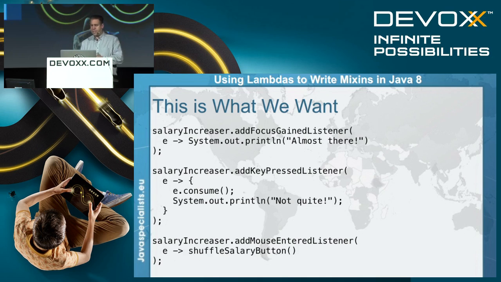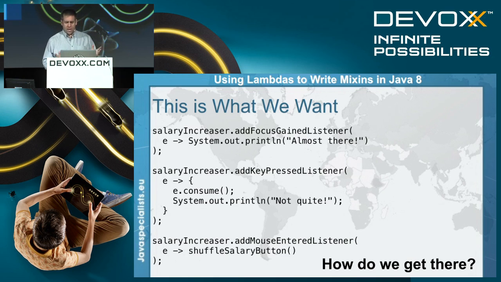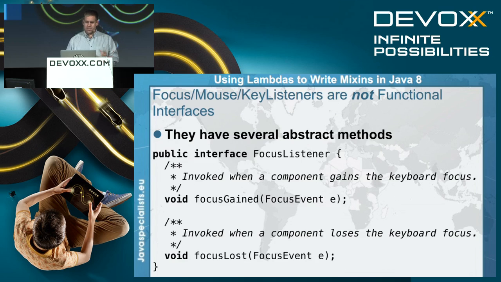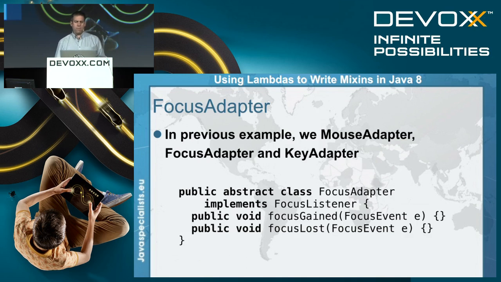So if, for example, you say key pressed, I consume the event and I don't pass it on to whoever else is listening to it. So this is what I wanted to get to. But how do you get there? Okay, so how do we get there? You see, focus listener has got two methods. So we know this is not a functional interface. So it's not simple that we can simply use a lambda or a method reference. That doesn't work. And in the first example, we actually used a focus adapter.